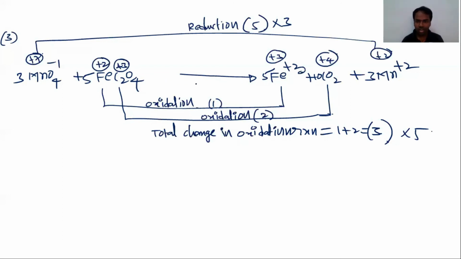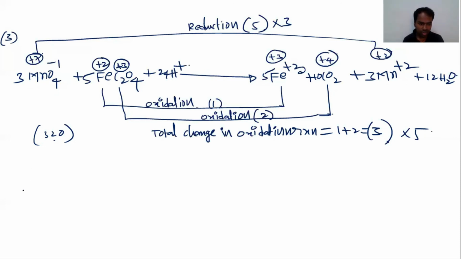Now come to the oxygens. On this side, how many oxygens are there? 5 times 4 is 20, and this is 12. So 20 plus 12, that is 32 oxygens on this side. Now coming to this side, here only 10 times 2, that is 20 oxygens. So 12 oxygens are less here, so 12 H2O. Then how many hydrogens are required here? 24 H+. Now this equation is balanced.